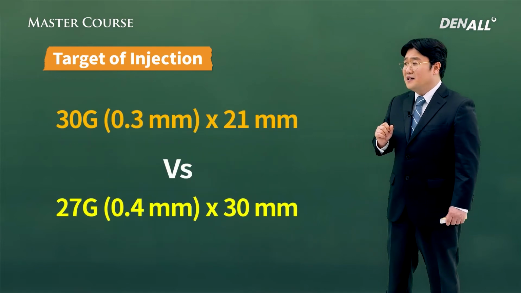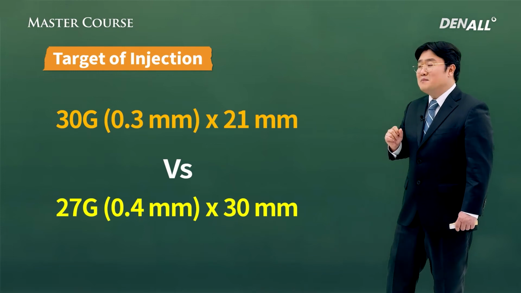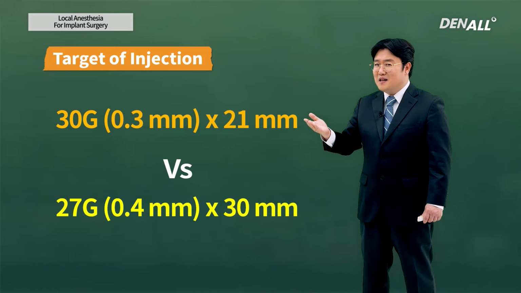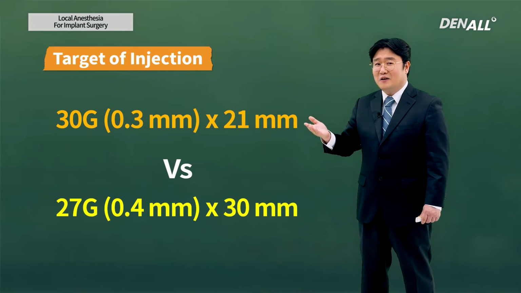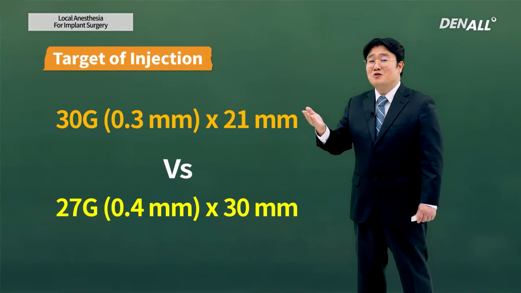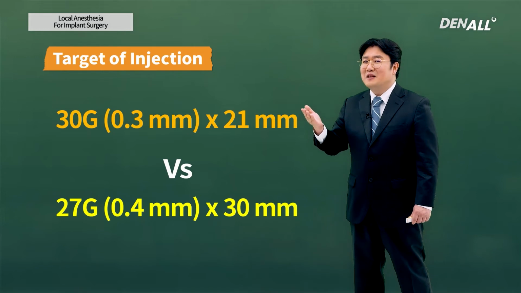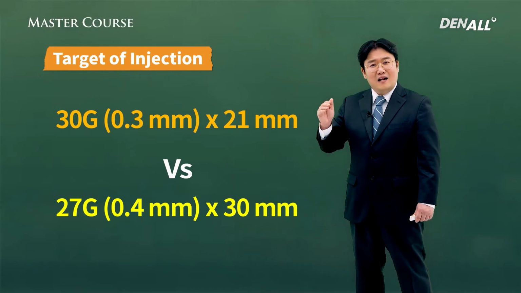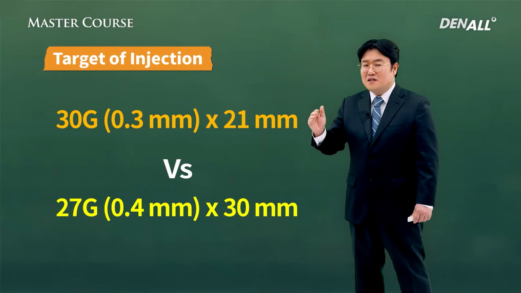Maybe in your office, you use a 30 gauge needle. The thickness is 0.3 millimeters and the length is 21. This is the injection needle that is mostly used, because the thinner the needle, the less patients would suffer. A thin one is okay, but the problem lies with the length.